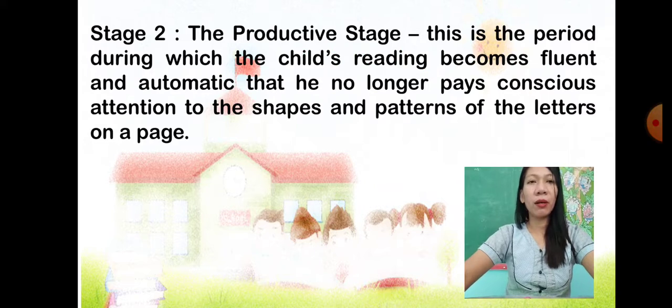So let's come now to Stage 2, which is the productive stage. This is the period in which the child's reading becomes fluent and automatic, that he no longer pays conscious attention to the shapes and patterns of the letters on a page. So the construction of meaning is now automatic through inference making, analysis, and synthesis.